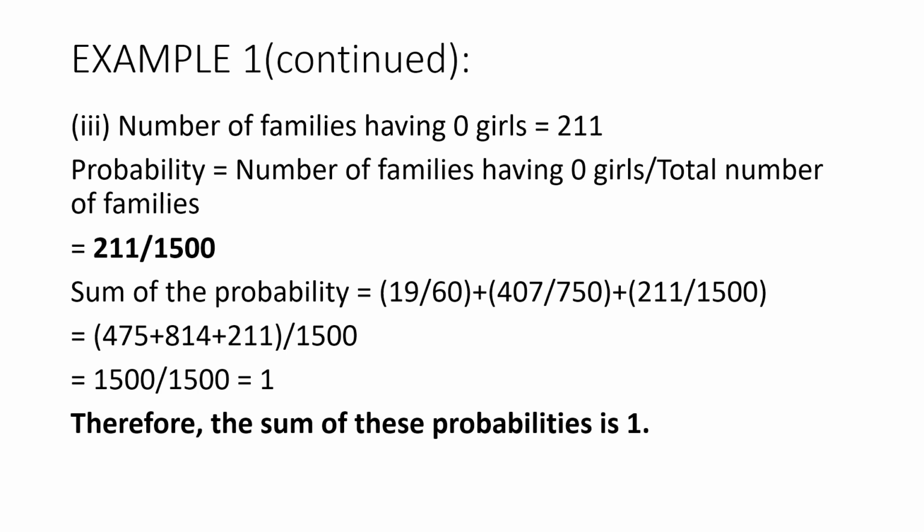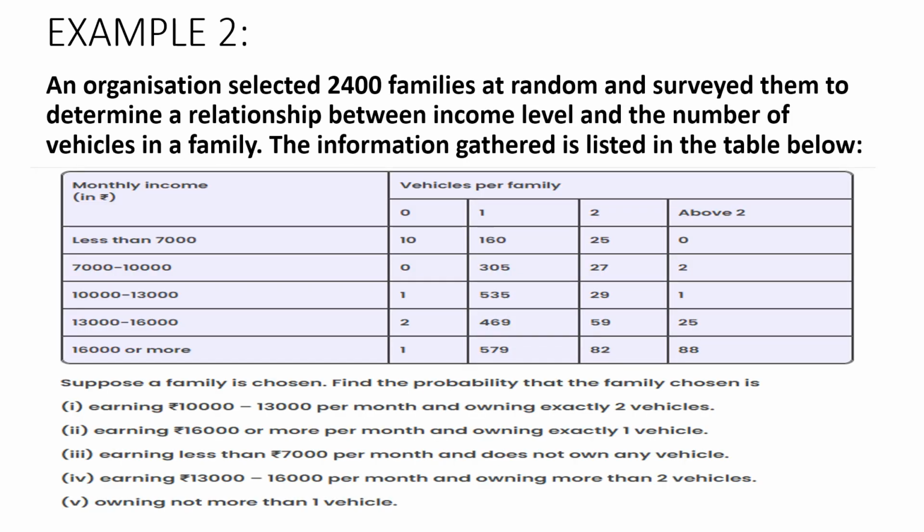So probability is 211 upon 1500. Sum of the probabilities we can see it is equal to 1, because we know that the total number of possibilities are these 3: having 0 girls, 1 girl or 2 girls. So the sum of the probability of all the events should be equal to 1, and it is equal to 1. Next example.